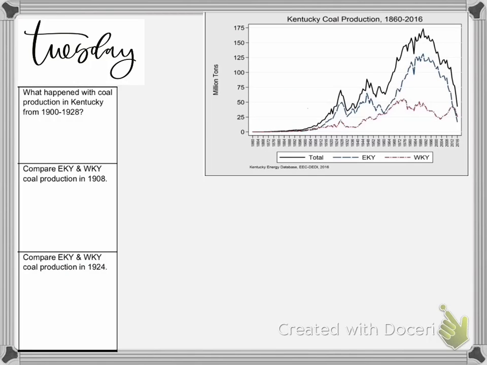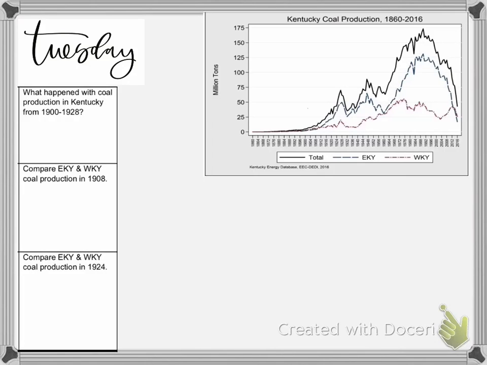The questions for Tuesday say, what happened with coal production in Kentucky from 1900 to 1928? So we're going to look at that. Then the second question is, compare Eastern Kentucky and Western Kentucky coal production in 1908. And then finally, third question, compare Eastern and Western Kentucky coal production in 1924. So the first one, what happened with coal production in Kentucky from 1900 to 1928?